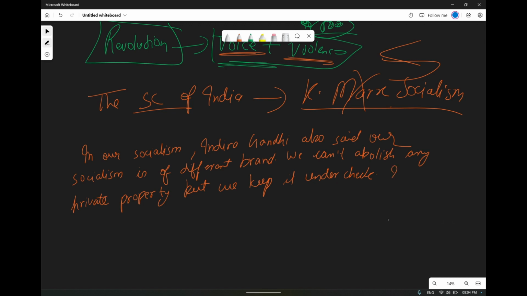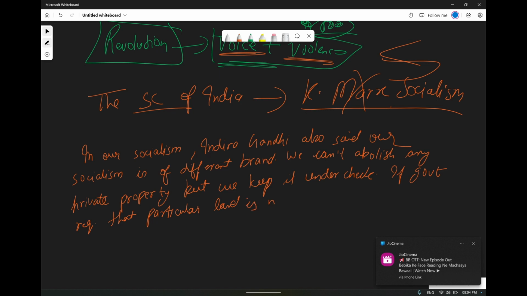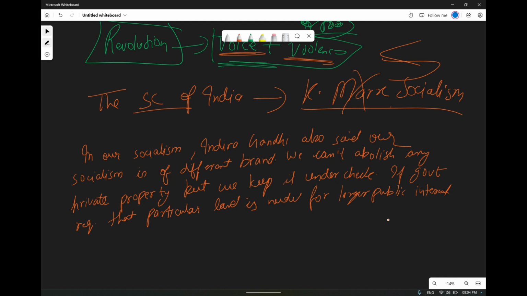That is under another thing. If the government requires a particular land for larger public interest, then the government can capture it, the government can take it. This is our socialism.